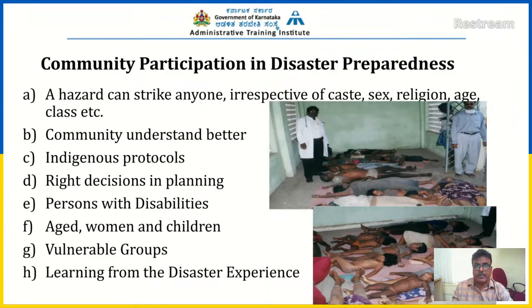To the next one. So in preparedness stage, hazard can strike anyone, irrespective of the caste, religion, rich, poor. It will not differentiate between anybody. It can affect everybody. Okay. Why is community participation important? Because they understand the local problems better. They may have some indigenous protocols. Already they know how to protect themselves. They take right decisions in planning because they know the problems. They also know the solutions.